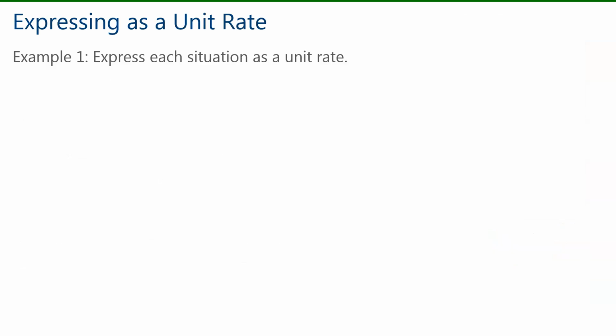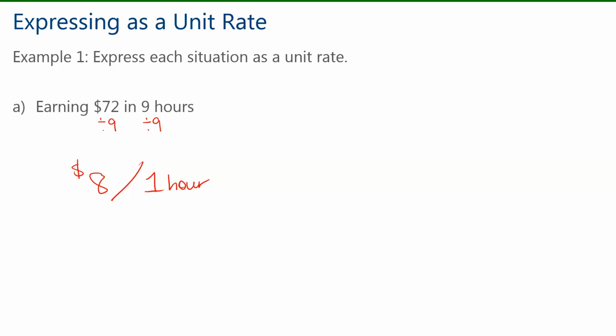Let's complete the following examples. Example 1. Express each situation as a unit rate. Earning $72 in 9 hours. So if I want to figure out the unit rate, I want to find out how much I would make in 1 hour. So to figure out how much I'd make in 1 hour, I would divide 9 by 9 to get 1, which means I would divide 72 by 9, and 72 divided by 9 would give me 8. So the unit rate would be $8 per hour.